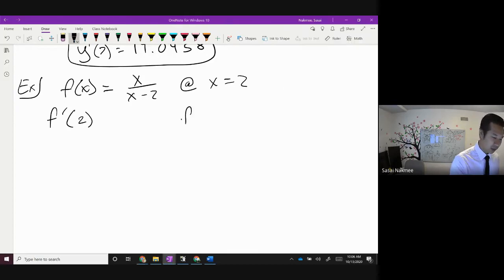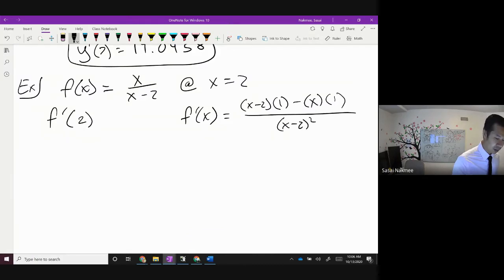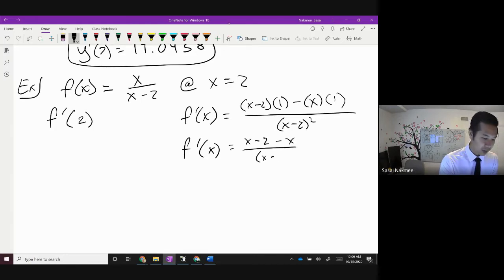So the derivative itself, if you do this by hand, is equal to low d high, the derivative of high is just 1, minus high d low, and the derivative of the low is just 1 as well, all over low low. So the derivative here is going to be x minus 2 minus x, all over x minus 2 squared, which gives me negative 2 over x minus 2 squared.